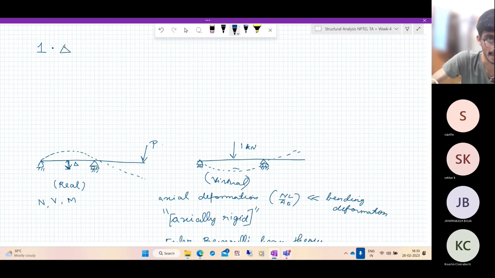So 1 acting on delta is equal to the summation over all the internal virtual forces acting on the internal virtual displacements. So what is the internal virtual displacement for a beam? We already saw that corresponding to this N, V, M, there will also be a virtual internal axial force n, virtual internal shear force v, and virtual internal bending moment small m. We have already seen that these two don't do any work, so we can drop them from both sides.